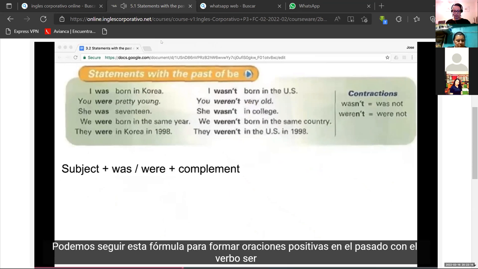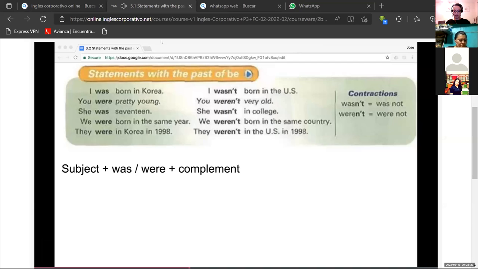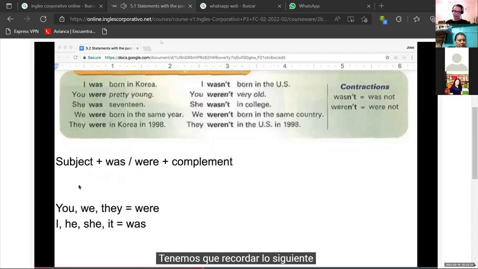We can follow this formula to form positive statements in the past with be. Subject plus was or were plus complement. We need to remember the following. For the pronouns you, we, and they, we will use were. And for the pronouns I, he, she, and it, we will use was.